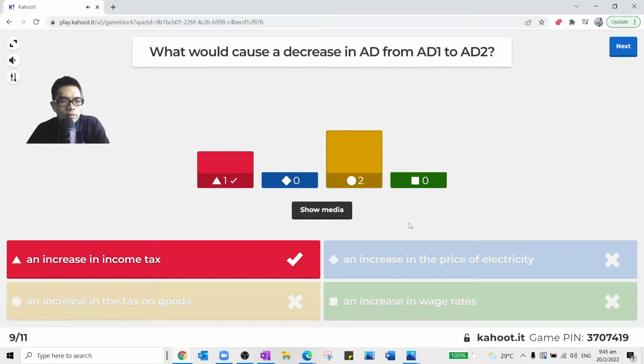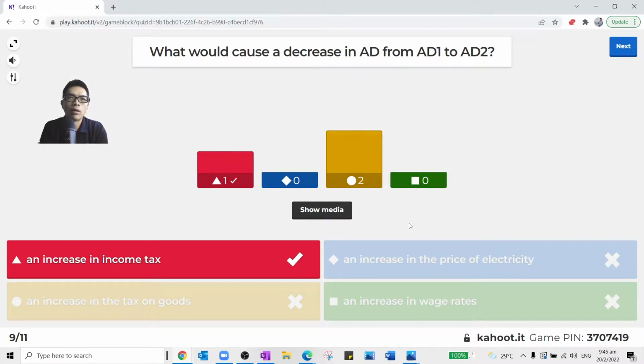Okay, so most of the students picked the yellow option, right? The yellow option is an indirect tax. Tax on goods is an indirect tax. It's highly related to what was announced this week by Minister Wong on the GST. So GST is an indirect tax. It will drive up your cost of production, so the AS curve will shift upwards.